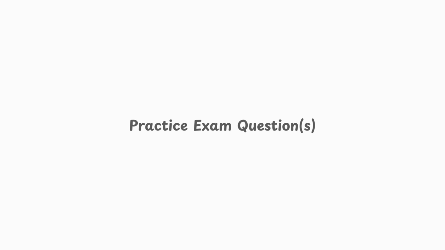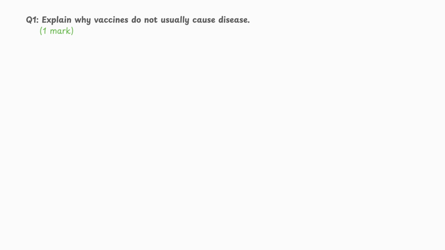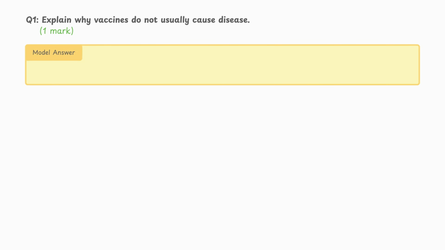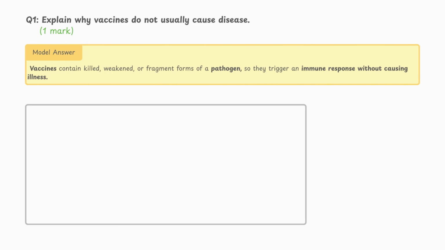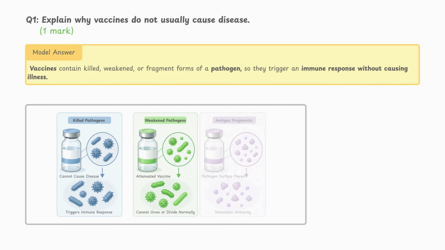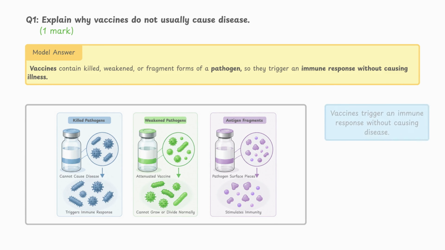Now let's apply what you've learned with some exam-style practice questions. You can pause the video and try it yourself. Question number 1. Explain why vaccines do not usually cause disease. Vaccines contain killed, weakened, or fragment forms of a pathogen, so they trigger an immune response without causing illness.